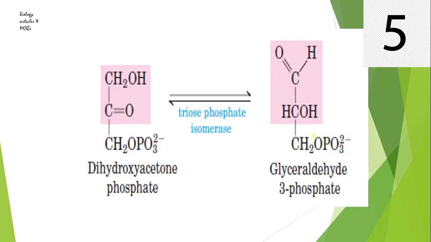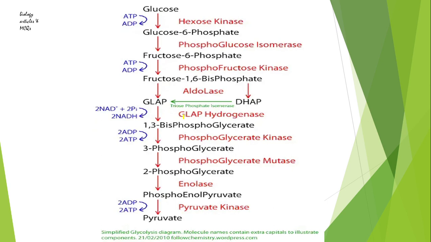And in the 5th step, we are seeing that these are also interconvertible, that dihydroxyacetone phosphate can be converted into glyceraldehyde 3-phosphate, and the glyceraldehyde 3-phosphate can be again converted into dihydroxyacetone phosphate by the use of an enzyme, that is triose phosphate isomerase. Triose means these both molecules are containing 3 carbon atoms. So before going to the next step, we have to go through this flow chart, that we have reached this step, glyceraldehyde 3-phosphate and dihydroxyacetone phosphate.